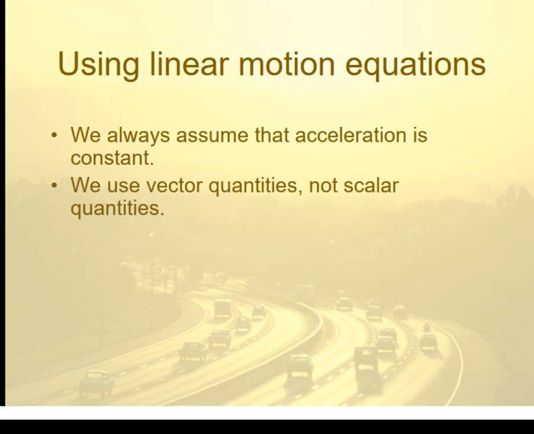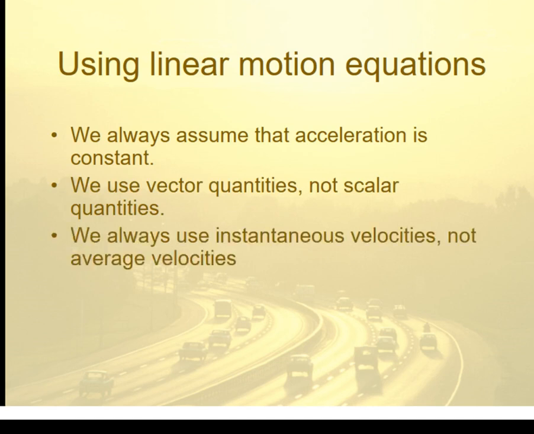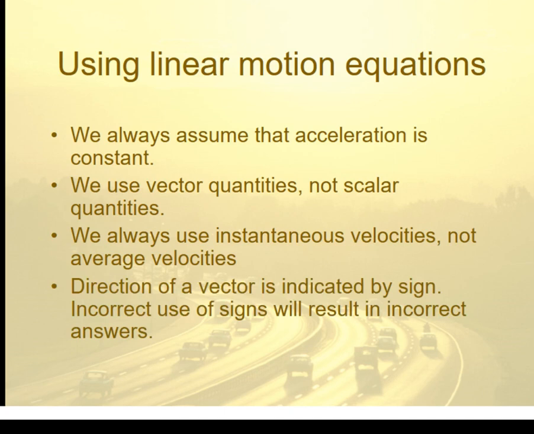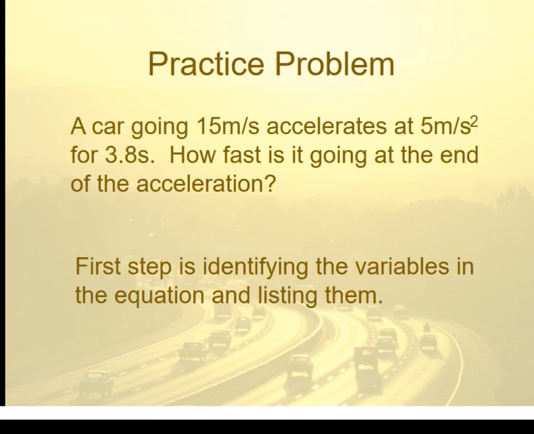We're going to use vector quantities, not scalar quantities. And we're always going to use the instantaneous velocities, not the average velocities, unless specifically told to use or find the average. The direction of the vector is indicated by the sign. If you screw the sign up, you're going to screw the vector up and you're going to get the wrong answer. All right, here's a practice problem that we're dealing with. So let's see how we do that one.